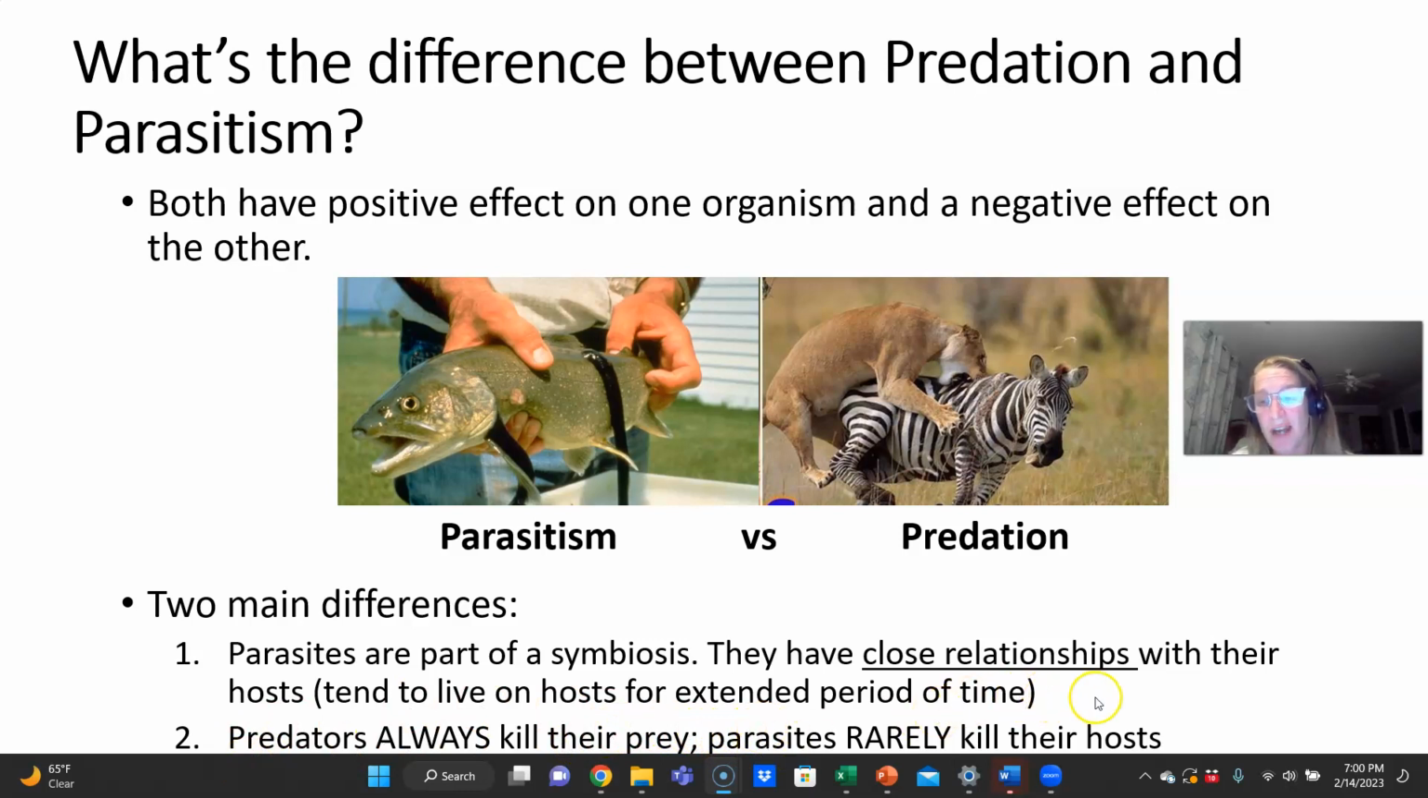Parasites usually do not kill their hosts. In some cases they do, like for example in that parasitoid example with the wasp larvae and pupae and the caterpillar. So they can kill their hosts, but very rarely do parasites kill their hosts. And usually the parasites are much smaller than the hosts, whereas in predation it's the opposite. So those are the differences between predation and parasitism.